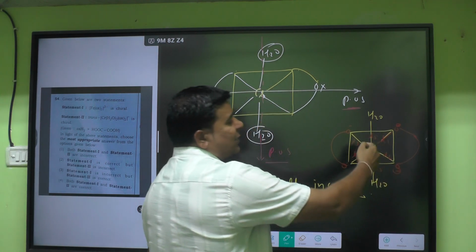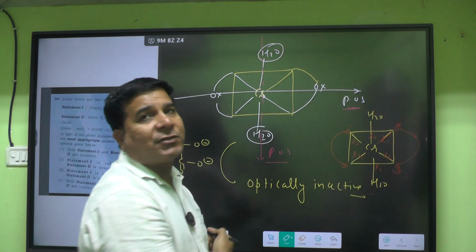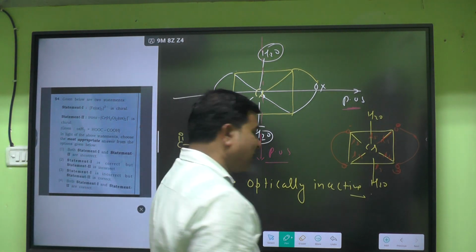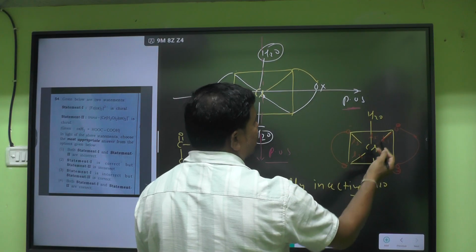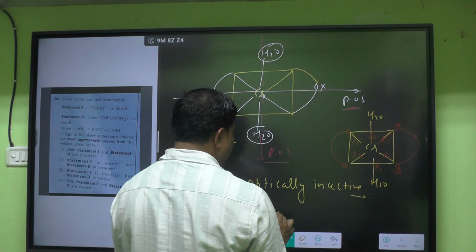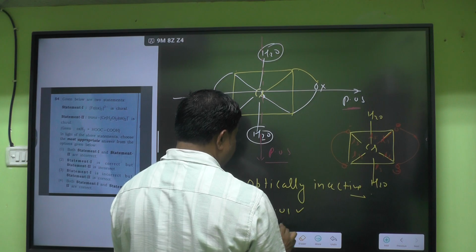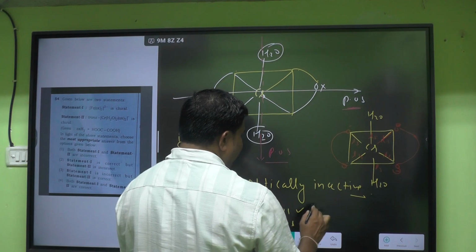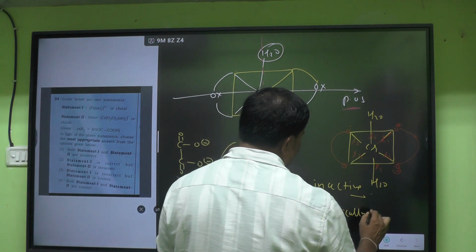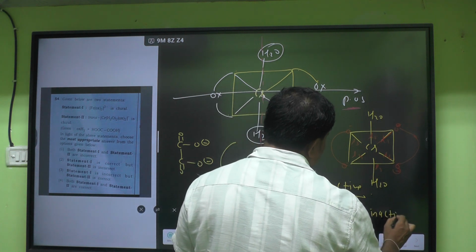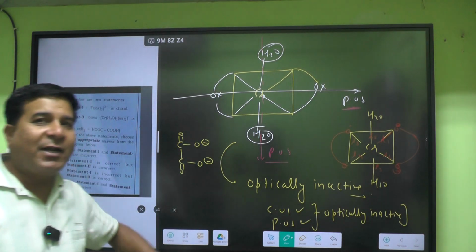So the distances from center to axis are equal. That's why the center of symmetry is also present. All the distances are the same. That's why COS and POS both are present, and that's why it is optically inactive. So remember this concept.